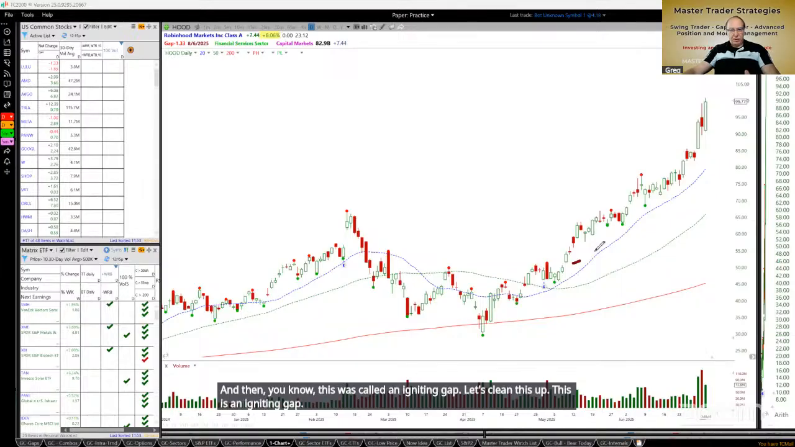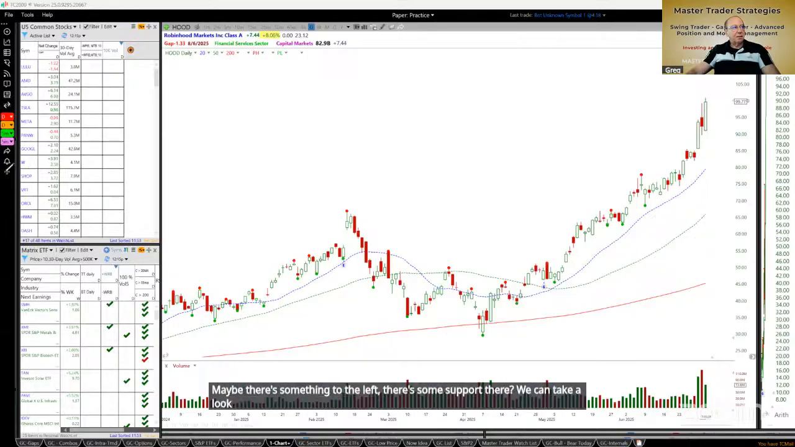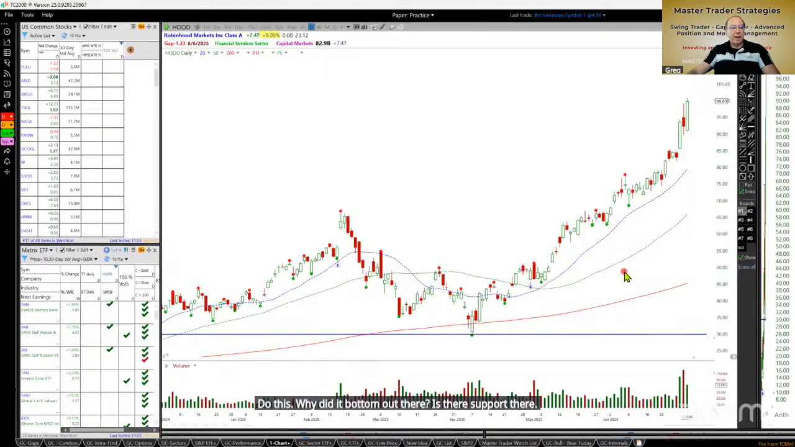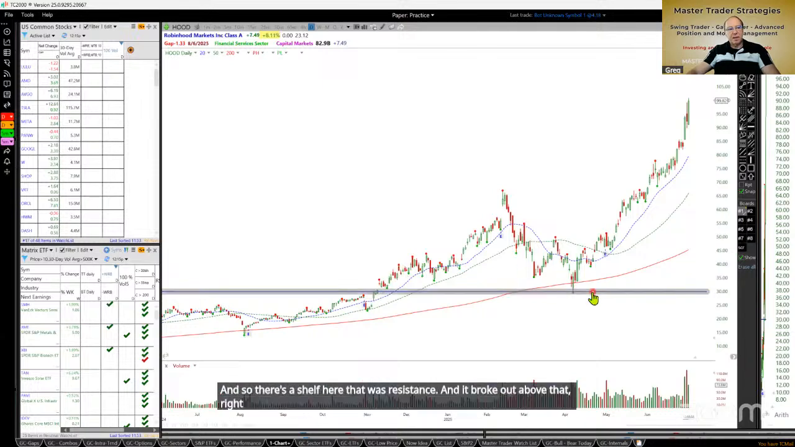At that point, you apply the trend. The 20 is up, the 50 is up, the 200 is up. You see here, it bottomed out at the 200. Maybe there's something to the left. There's some support there. We can take a look. Why did it bottom out there? There's either support there or the market may have bottomed. That was in April. There's a shelf here that was resistance, and it broke out above that. What was resistance becomes support.